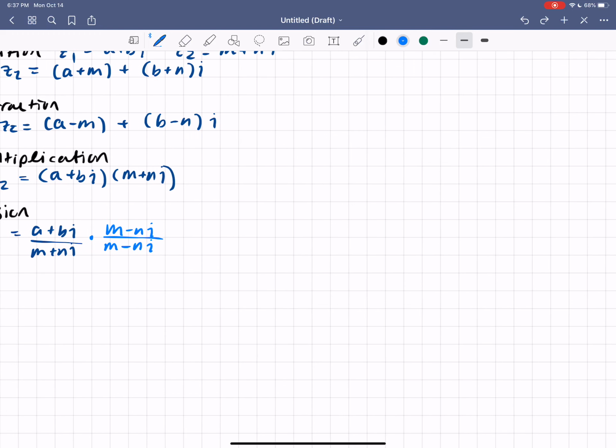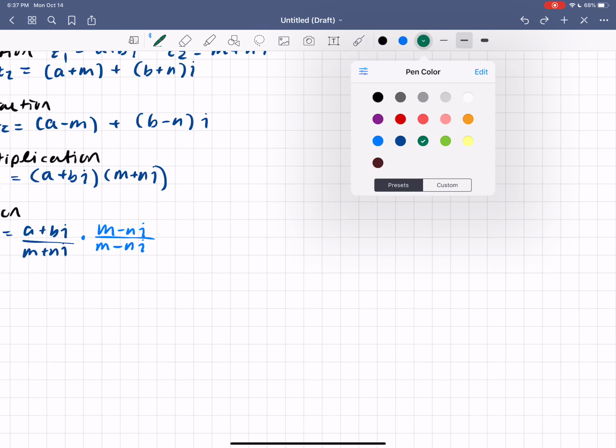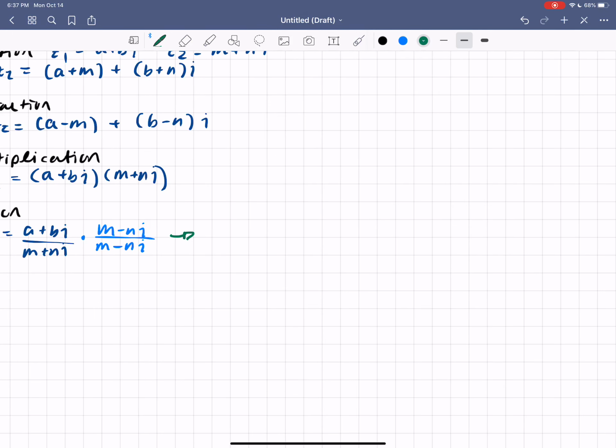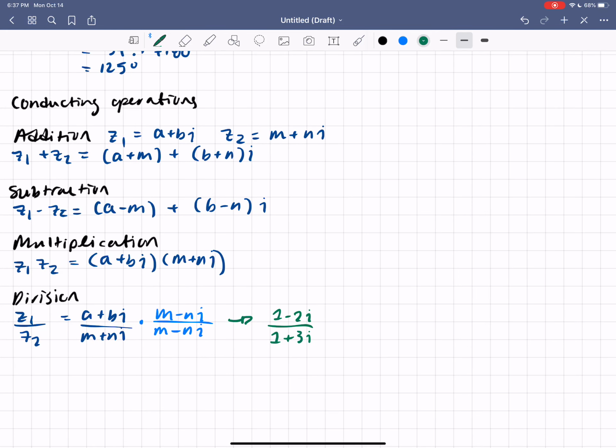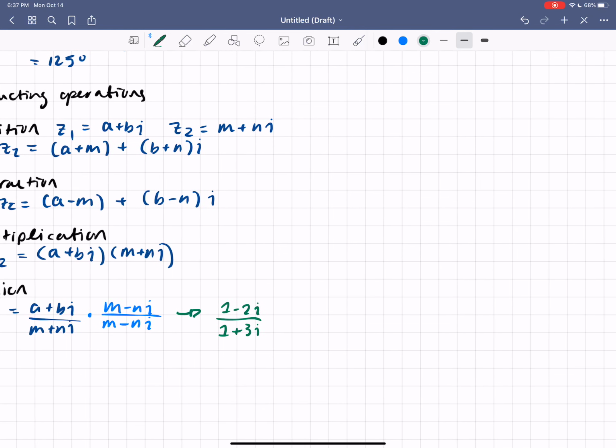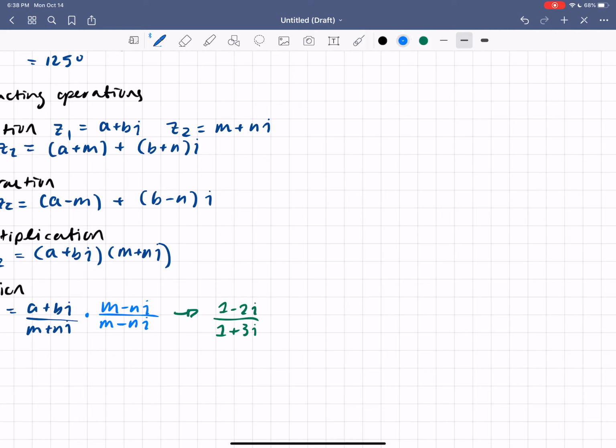So, I think this one requires a bit of an example. Say I had 1 minus 2i over 1 plus 3i. And I wanted to express this as just a complex number in its standard form. How would I do that? Well, we first go about multiplying by the conjugate, which in this case is 1 minus 3i over 1 minus 3i.